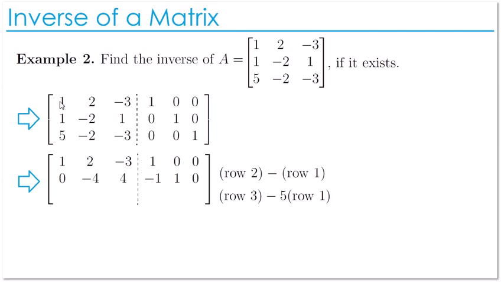So 5 minus 5, 0. Negative 2 minus 10, negative 12. Negative 3 minus positive 15, we have negative 12. 0 minus 5, negative 5. 0 minus 0, 0. And then we have 1 minus 0, that is 1.